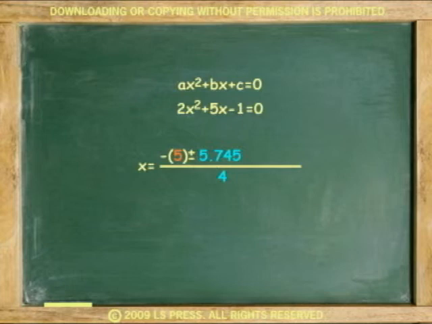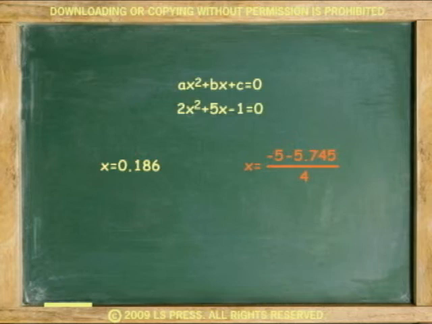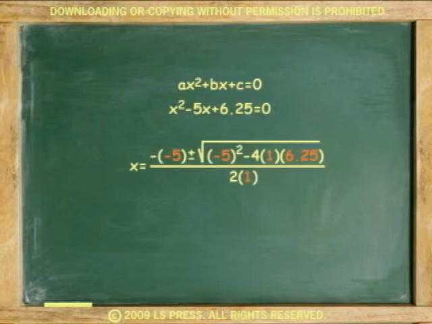Two values of x. Negative 5 plus 5.745 divided by 4 or 0.186. And negative 5 minus 5.745 divided by 4 or negative 2.686. This is an example for one double equal root. a equals 1. b equals negative 5. c equals 6.25. Substituting the values in the quadratic formula and using the same calculator, x equals 2.5.